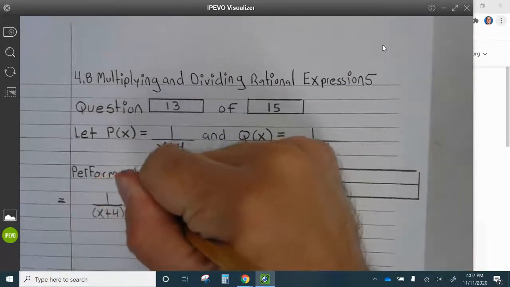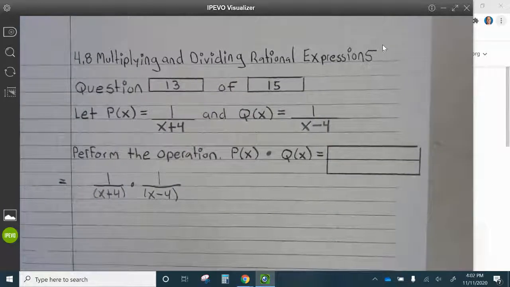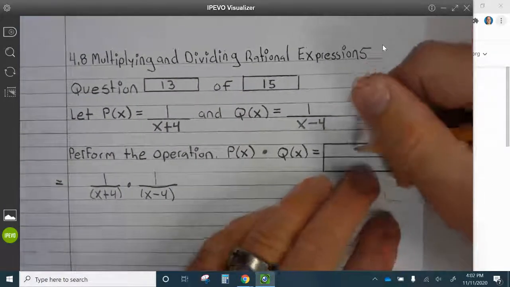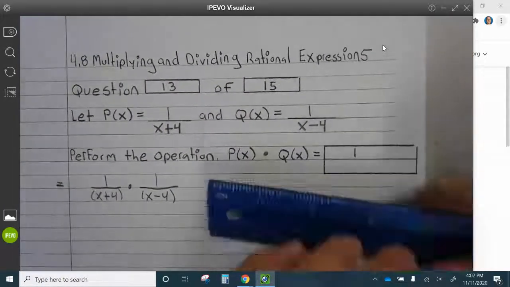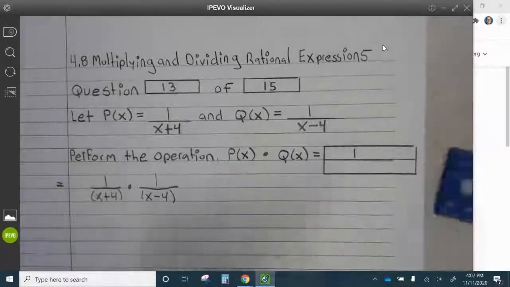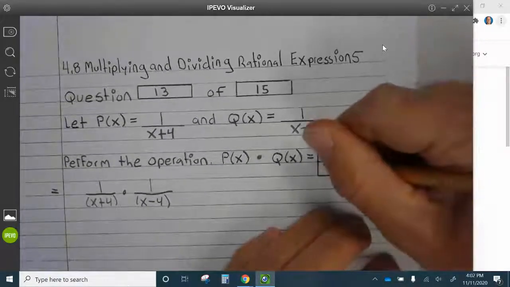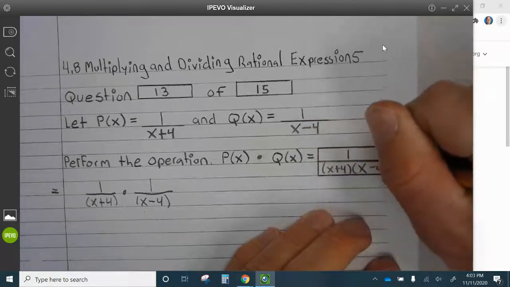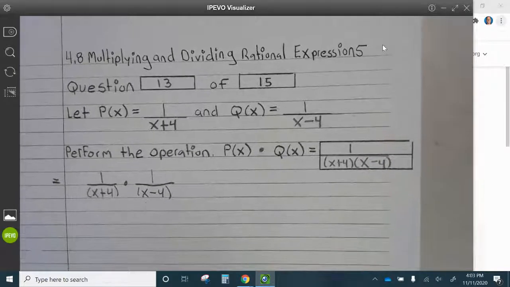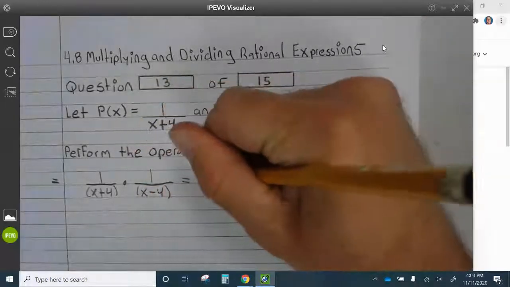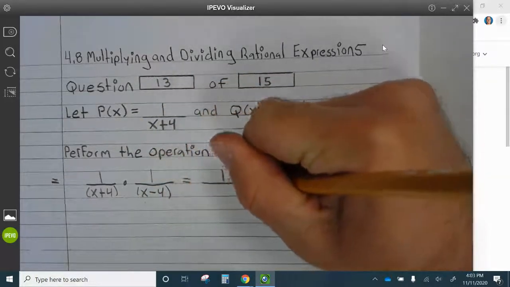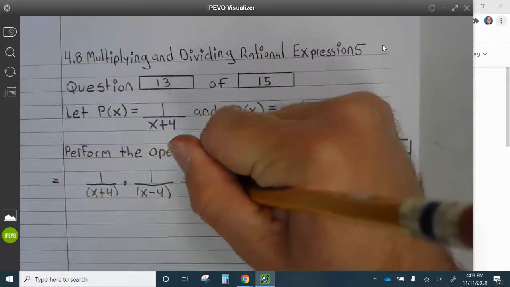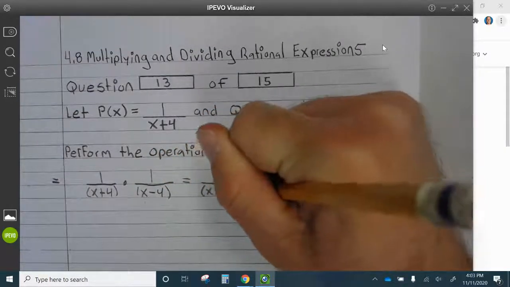Now, when you're multiplying, you don't have to have a common denominator. You just multiply the numerators and denominators. So 1 times 1 is 1. And then x plus 4 times x minus 4 is x plus 4 times x minus 4. And that's it. So this times this is 1 divided by x plus 4 times x minus 4.